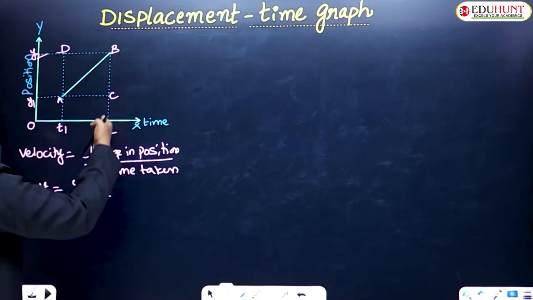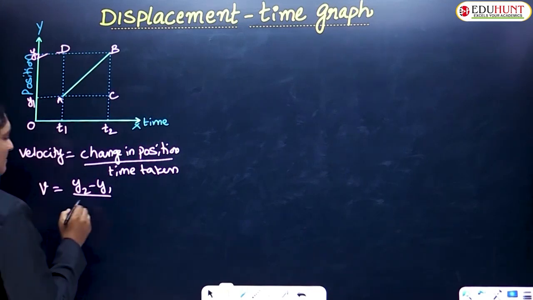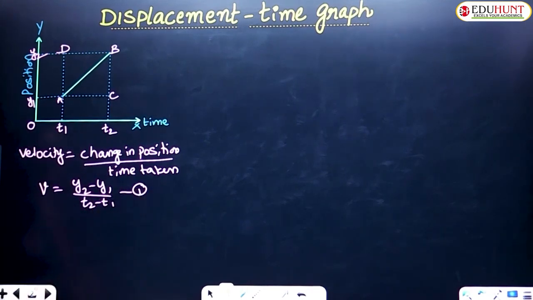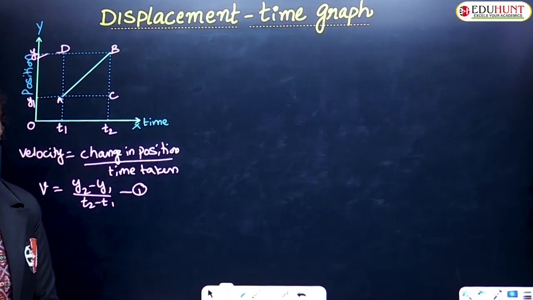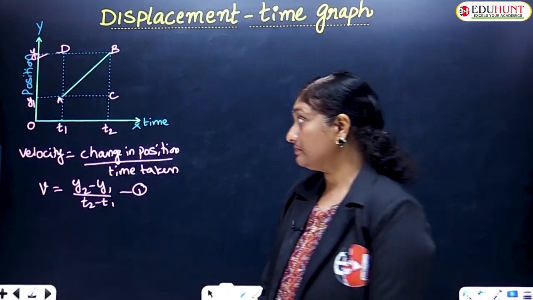This final position was at time t2, initial position was at time t1. Hence t2 minus t1. Let this be equation 1. Hence, velocity is equal to y2 minus y1 by t2 minus t1.